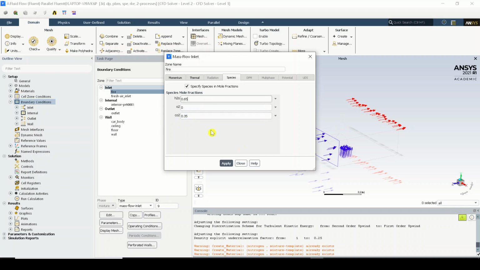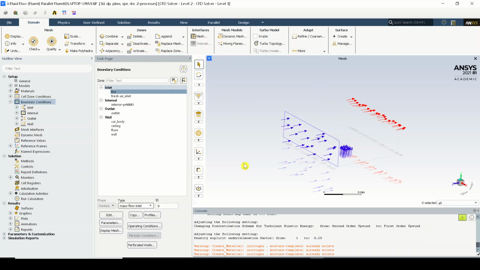So that is the reason I'm going with mass flow inlet and entering the species of carbon dioxide and water vapor which are coming out from the fire, or the gases which are present, they have this composition. Clear? Now I'll just click on apply and close. Now you can see the fresh air inlet is automatically sent to the inlet group.